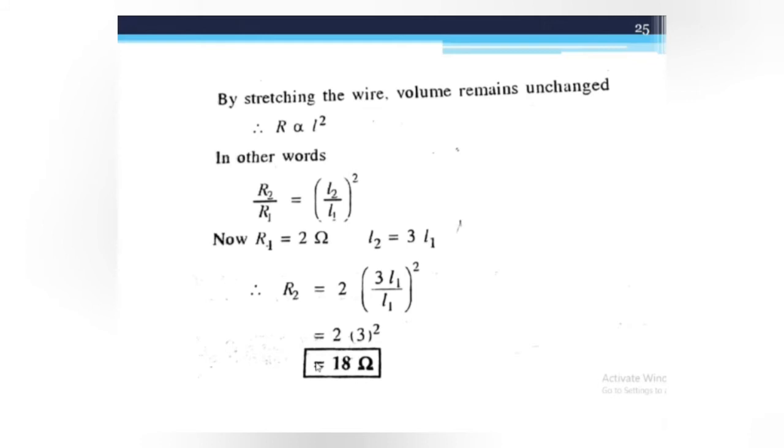So if we take the ratio R2 by R1, it becomes L2 by L1 whole square. As you know, R1 is 2 ohm, and if we increase the length 3 times, then the new length L2 is equal to 3 L1. By putting the values of L2 and R1 in this equation, we get R2 equal to 2 into 3 L1 upon L1 whole square. L1 and L1 cancel out. 3 square is 9, 9 into 2 is 18. So your new resistance, if we increase the length by 3 times, is 18 ohm.